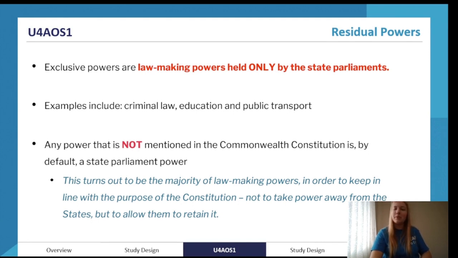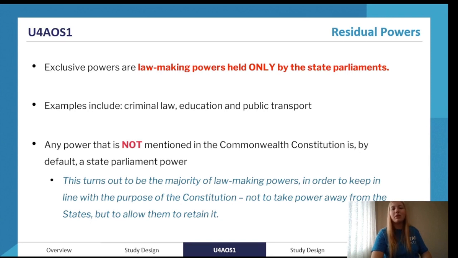There are lots of examples here, probably the easiest to think of for your describe and explain questions for these division of powers, such as criminal law, education, and public transport. Just consider in terms of education, every state has a different education system. Similarly with public transport, that is because they have been able to legislate and create their own. It does not have to be by default the same across the entire country. So it turns out to be the majority of lawmaking powers.